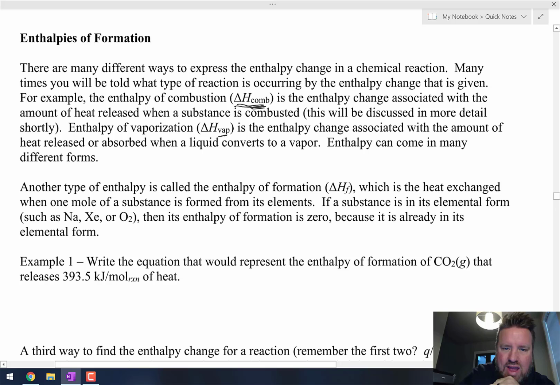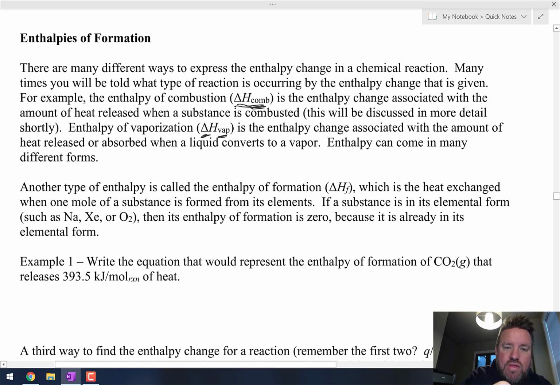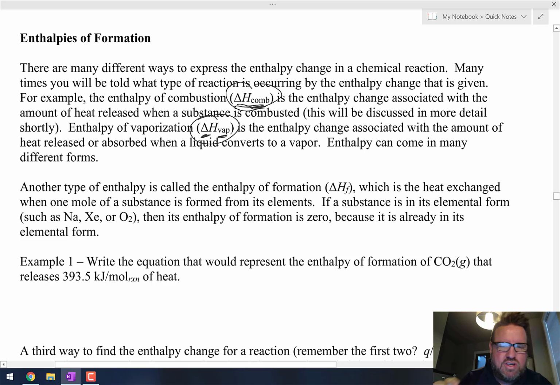Or sometimes delta H with a VAP afterwards refers to when something vaporizes, something converts from a liquid to a gas. So enthalpy reactions can come in lots of different ways, and so can enthalpies. There can be enthalpies of combustion, enthalpies of vaporization, enthalpy of fusion, which is when something melts. And don't worry about what all those different enthalpies are, just know that they all refer to the change in the enthalpy in that chemical reaction. Okay, so another type of enthalpy that we need to be familiar with, these are just different types of actual chemical reactions: combustion, vaporization, fusion, whatever it happens to be.